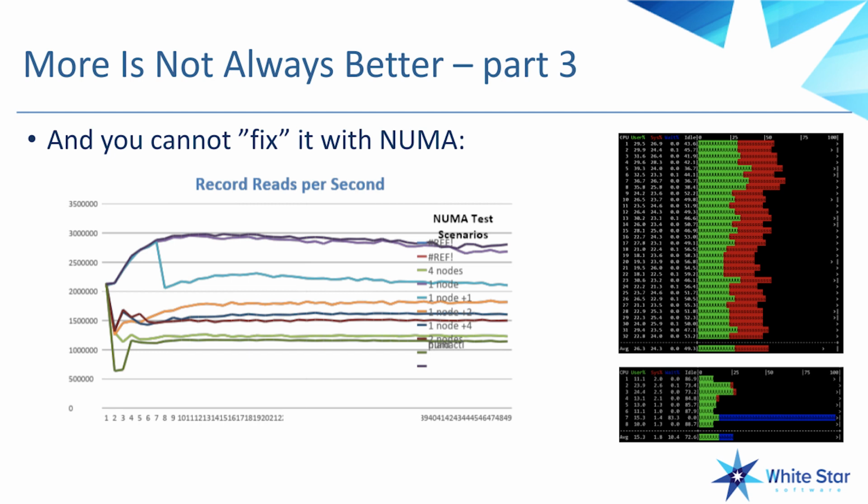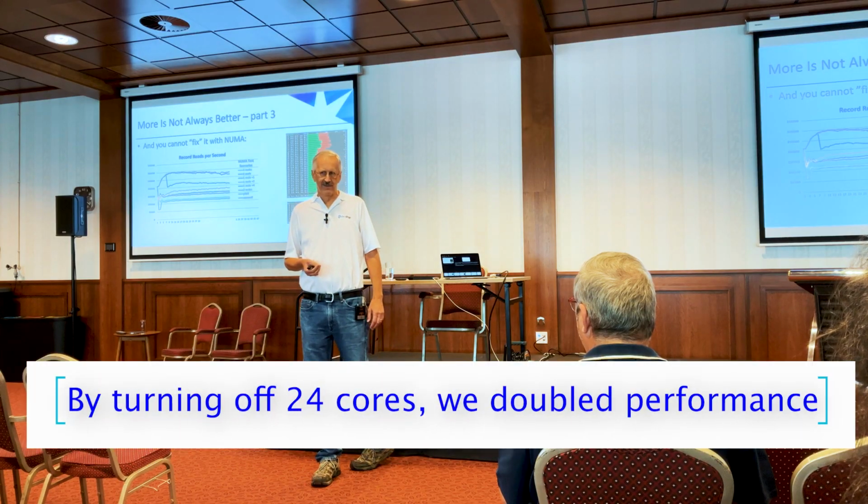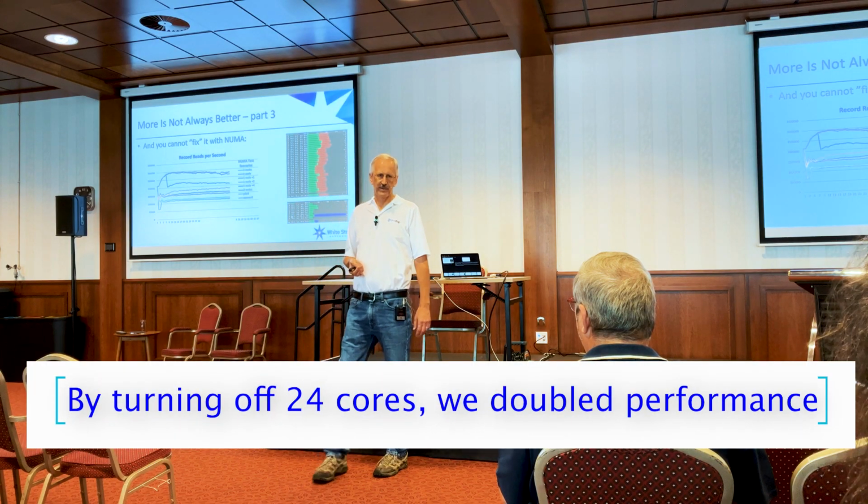When you look at the NMON data over here, you see that there's a boatload of system time. That's coordination going on between the nodes. And this is with all of them enabled. This is with only one enabled. So basically what happened here was we got twice the performance at a small fraction of the total CPU utilization. So by turning off 24 cores, we doubled performance.